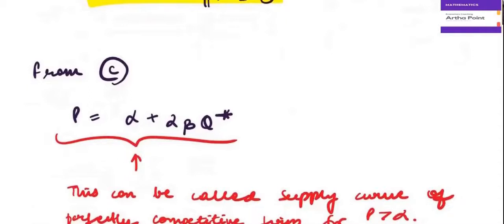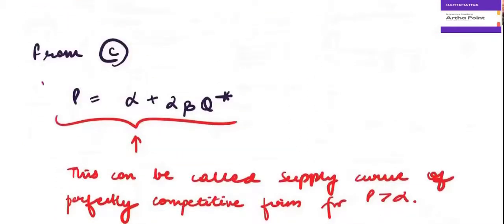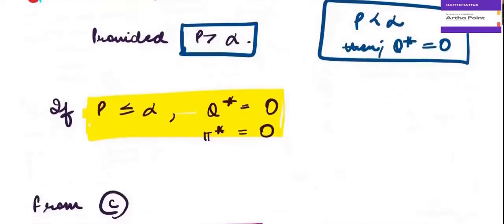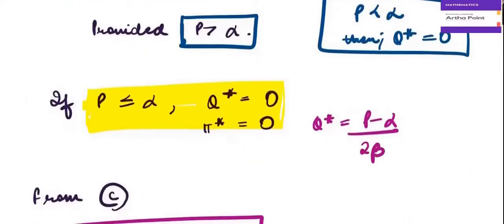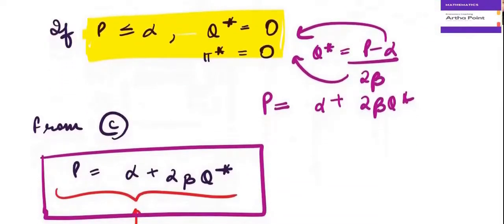Now, what we have been able to get is Q star in terms of P for a perfectly competitive firm. If I solve this for the value of P, I will get something like this. From here, you have your Q star is equal to (P minus alpha) by 2 beta. You just got this. If you solve for P, which will be alpha plus 2 beta Q star, we're just taking this here, adding alpha and getting P. If you solve this for the value of P, this is called the supply curve of the firm.